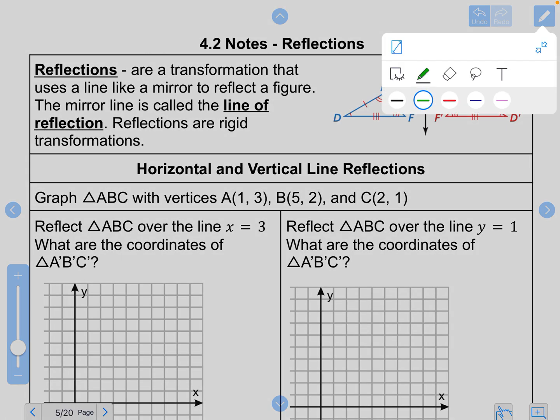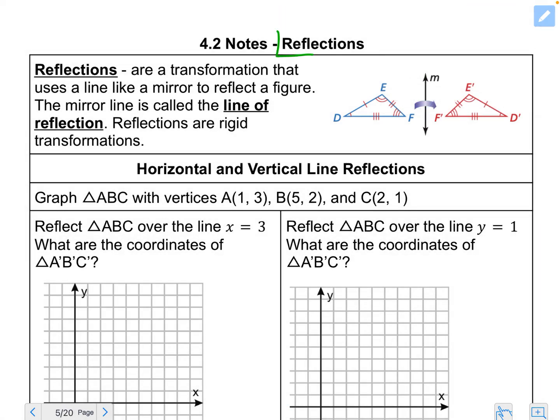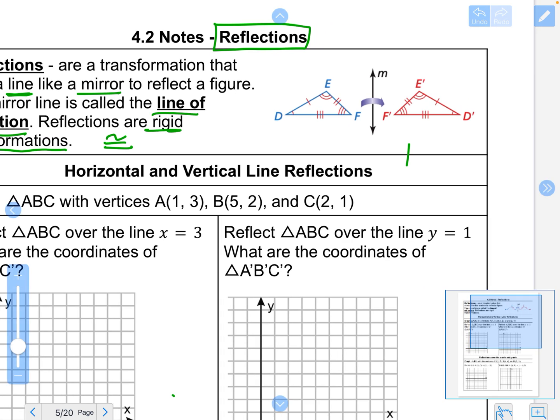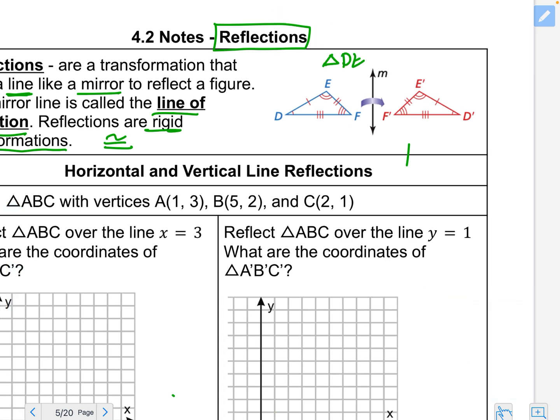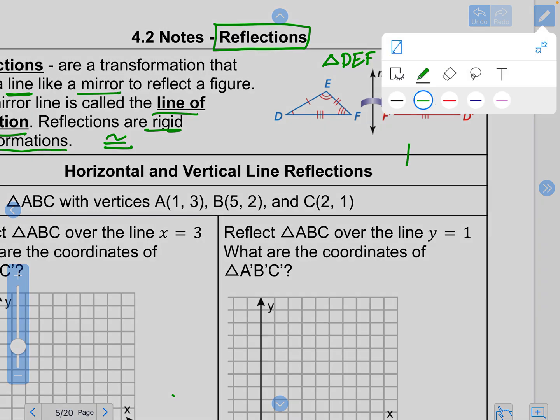Welcome to Miss Taylor's class notes, and today our focus is going to be on reflections. A reflection is a transformation that uses a line like a mirror to reflect a shape. The mirror line is called our line of reflection, and reflections are rigid transformations, which means our shapes are congruent. Again, triangle DEF, when reflected over M, is congruent to triangle D'E'F'.